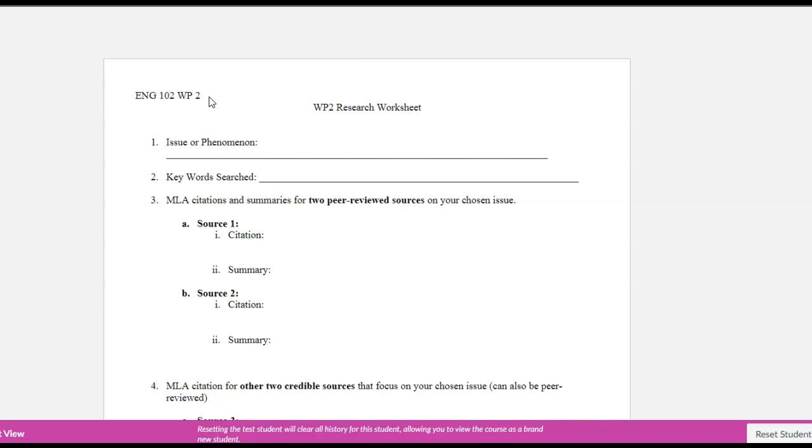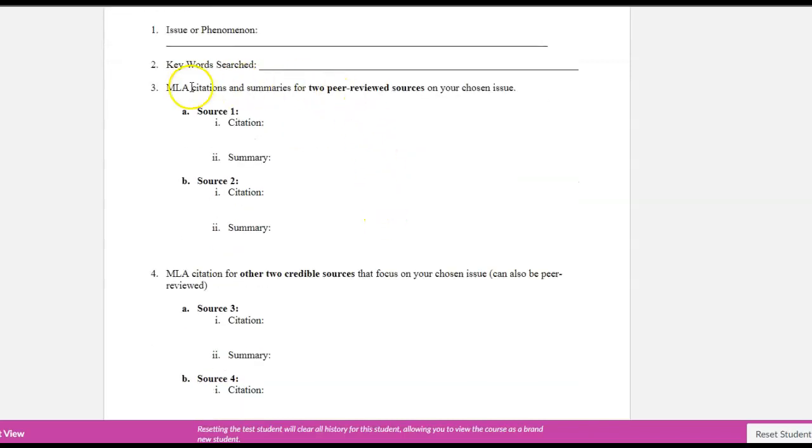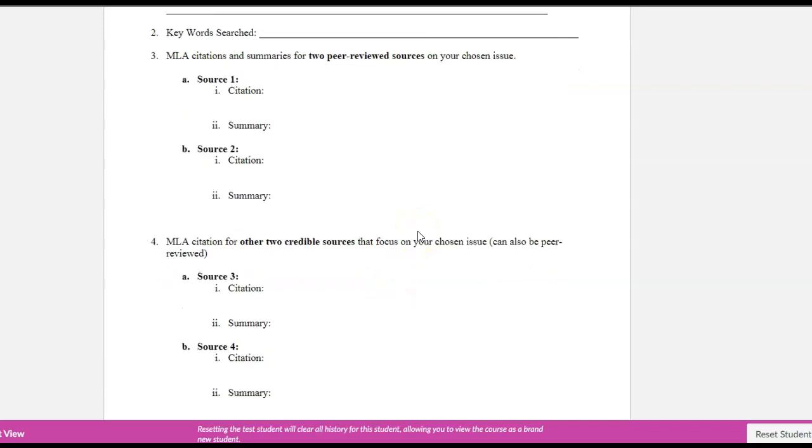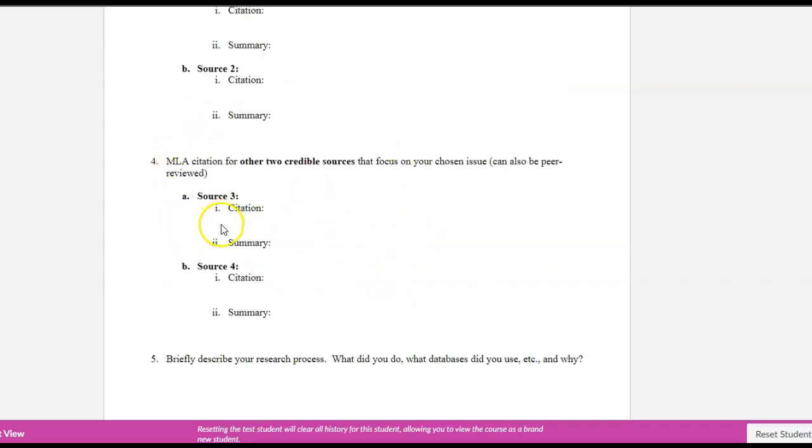So you found these sources. They're all talking about the same thing. They're all in the same conversation you are, and you've gathered them together, okay? And this is where I simply want you to tell me what they are, okay? And I'm asking you to write the full MLA citations, not simply a link, not simply a title, okay? The full MLA citations for each one. There's going to be 2 peer-reviewed sources and a brief summary. This is a Word document, so you can move it around a little bit. And then you will do the other 2 credible sources.